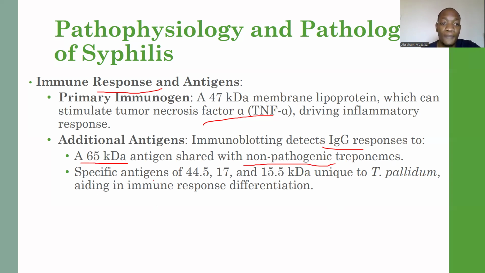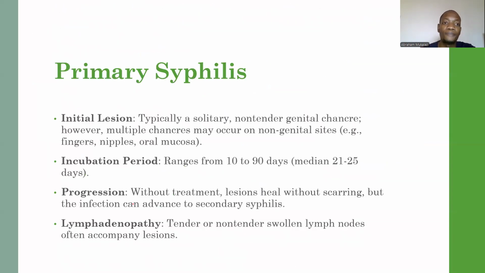And then you also have other specific antigens that include the 44.5, 17, and 15.5 kD, and these are usually unique to the species Treponema pallidum that causes the infection in humans. These also aid in immune response differentiation. Because we also have other commensal spirochetes on the skin, these tend to show antigenic variation from the ones that your body knows, but at the same time, they don't express these antigens for your body to pick them up.